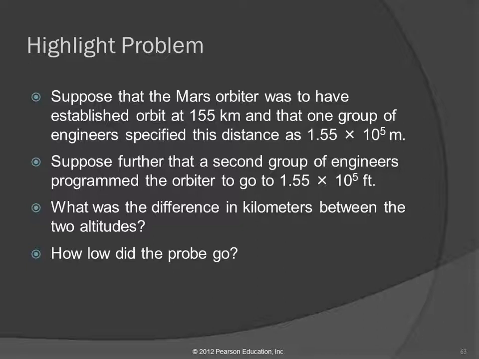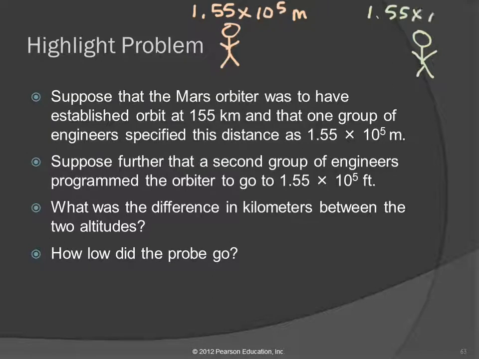So we have one group of engineers. In fact, I'll give you an example of drawing pictures. So here we have these engineers over here, these guys. And they're saying that, okay, all of our things are calculated for 1.55 times 10 to the 5th meters. And then you have this other group of engineers over here, the green engineers, and they're saying 1.55 times 10 to the 5th feet, because they're using the English system, because they're stubborn. The question is, what's the difference between those two altitudes in kilometers?